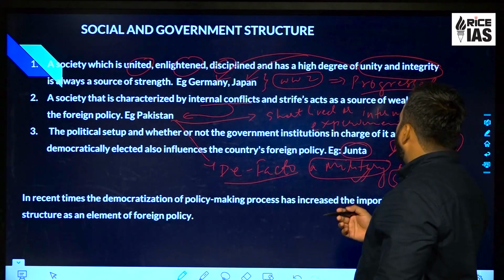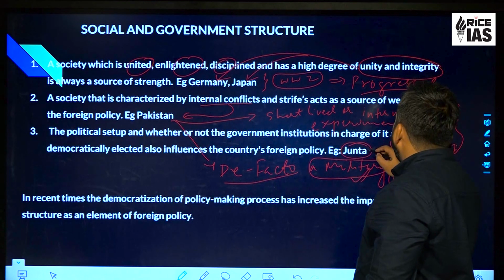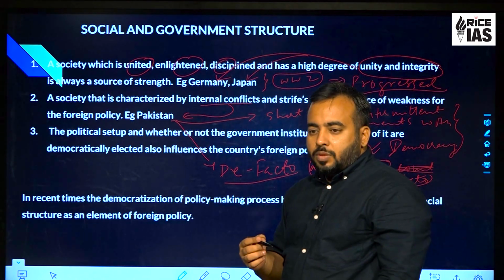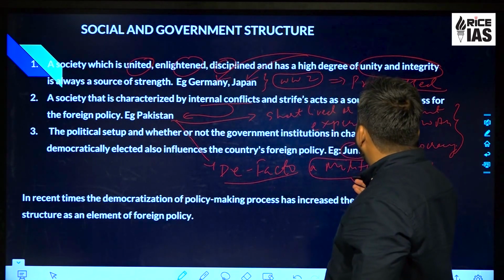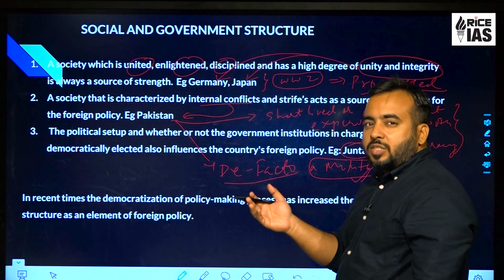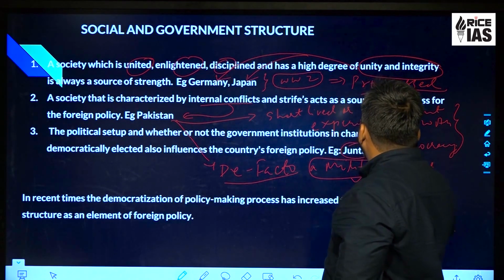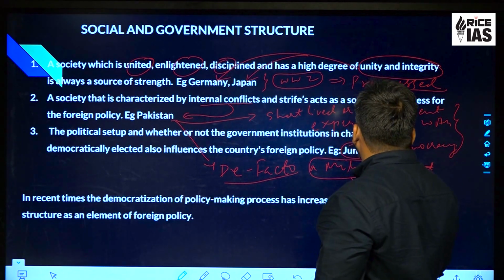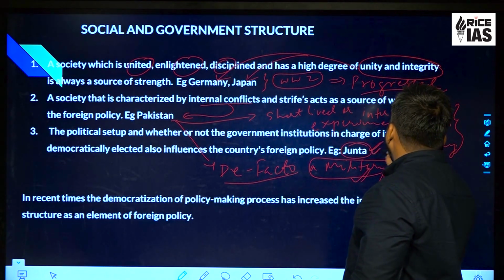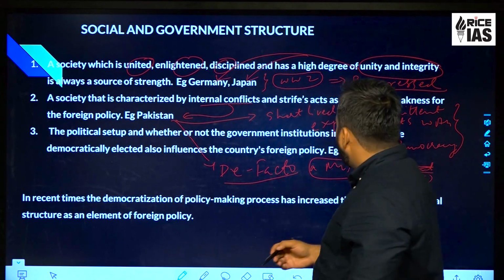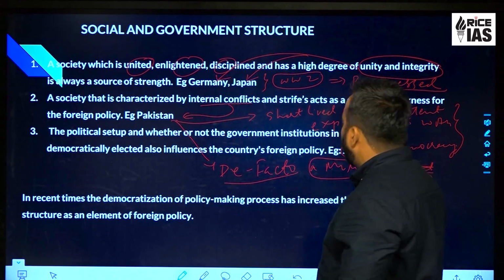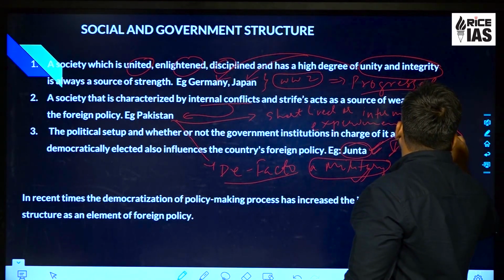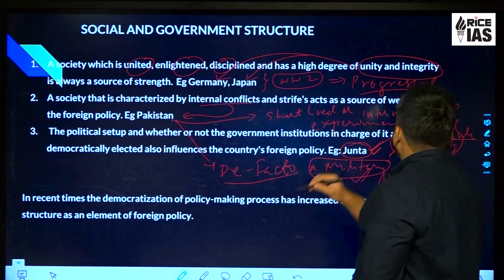Similar is the situation in Myanmar also. Myanmar has an on and off relationship with democracy. The military junta was ruling, then a democracy was imposed, which did not last more than a decade, and now we again have the military junta rule. So junta is military rule in Myanmar.